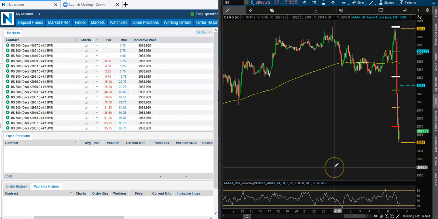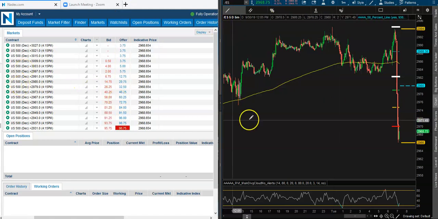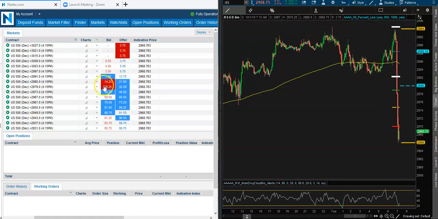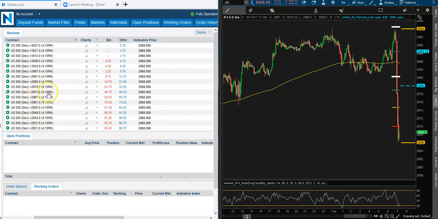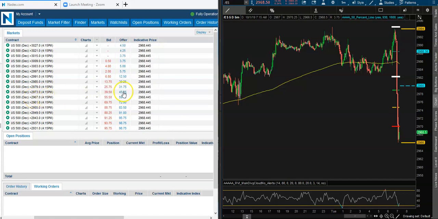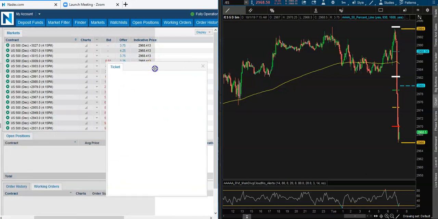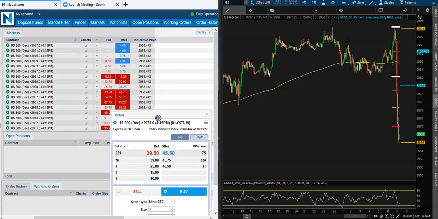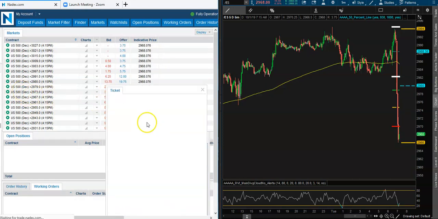So let's just say, for demonstration, we wanted to get long around these levels. What I'm going to do is look, hey, we're currently at 2969. Well, if I come over here, we have 2973 or 2967. So I'm going to pull both of these up real quick. That's the 73s and then the 67s.